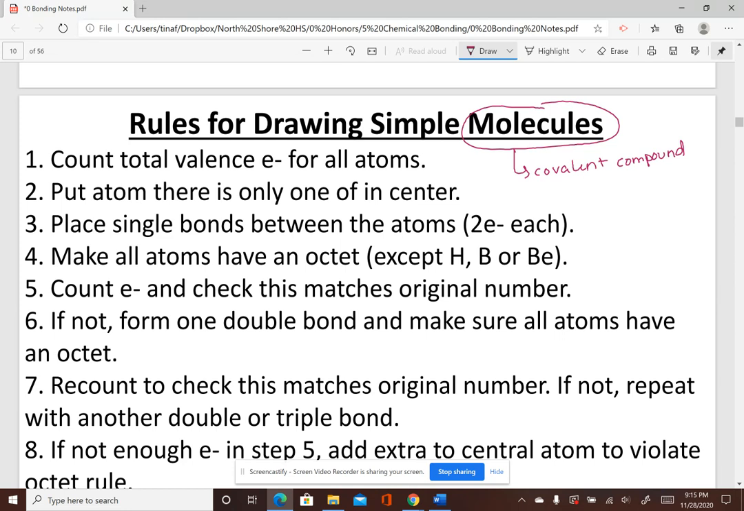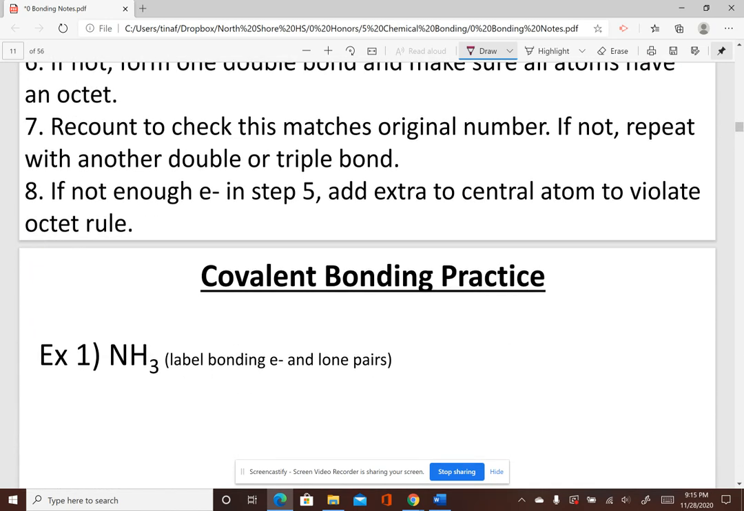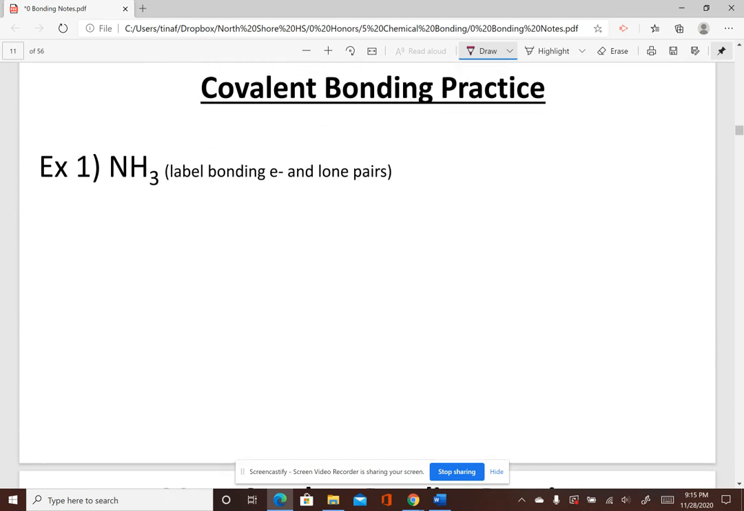Anyways, the first thing you do is count the total valence electrons for all the atoms. Okay, so let's just go to example one. We'll do that together and we'll go through all the rules. So count all the valence electrons. Nitrogen has 5 valence electrons, and each hydrogen has 1 valence electron. So that's a total of 8 electrons that needs to be in my picture.